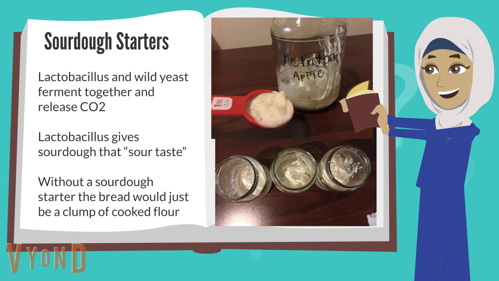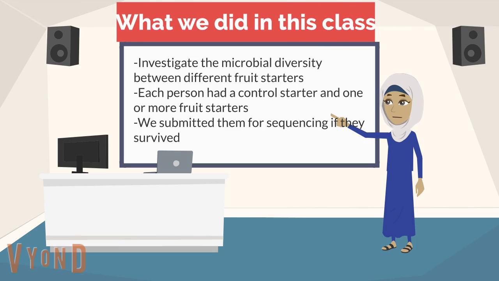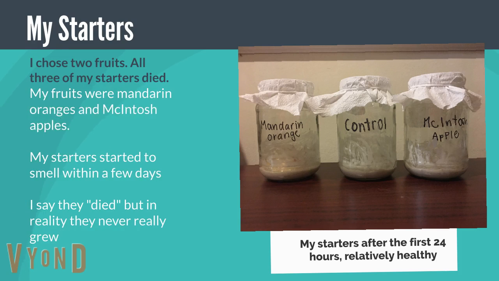And without a sourdough starter or another leavening agent like baker's yeast, the bread would just be a clump of cooked flour and wouldn't be light and airy. So in this class, we wanted to investigate the microbial diversity between different fruit starters. Each person had a control starter and one or more fruit starters. And we fed them, we tried to take care of them, and if they survived, we submitted them for genetic sequencing. So for my starters, I chose 2 fruits.